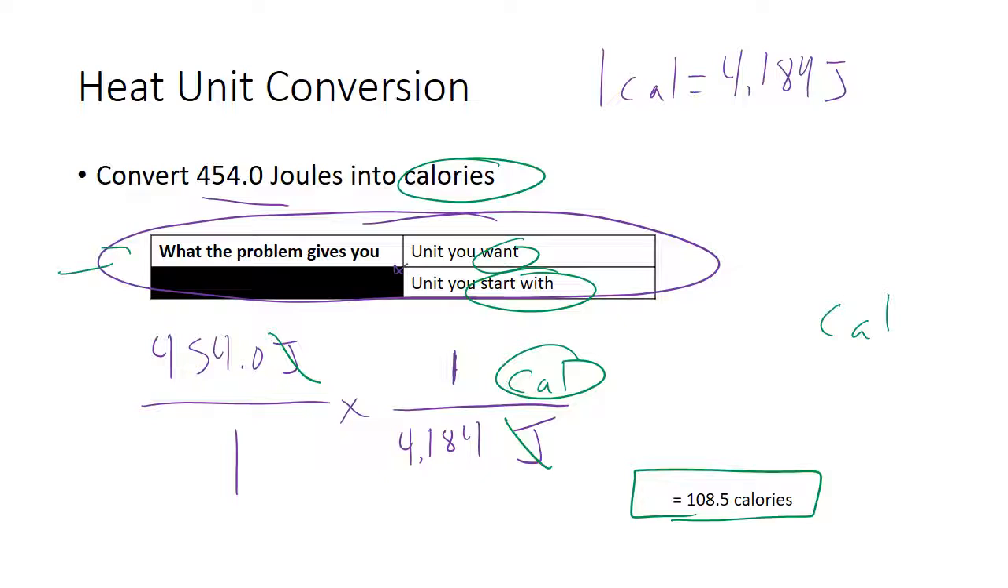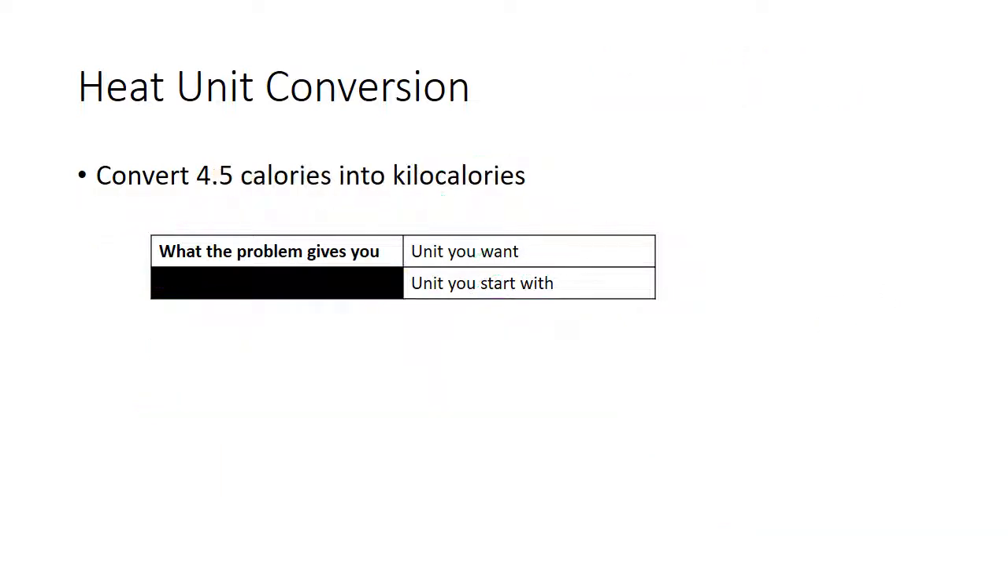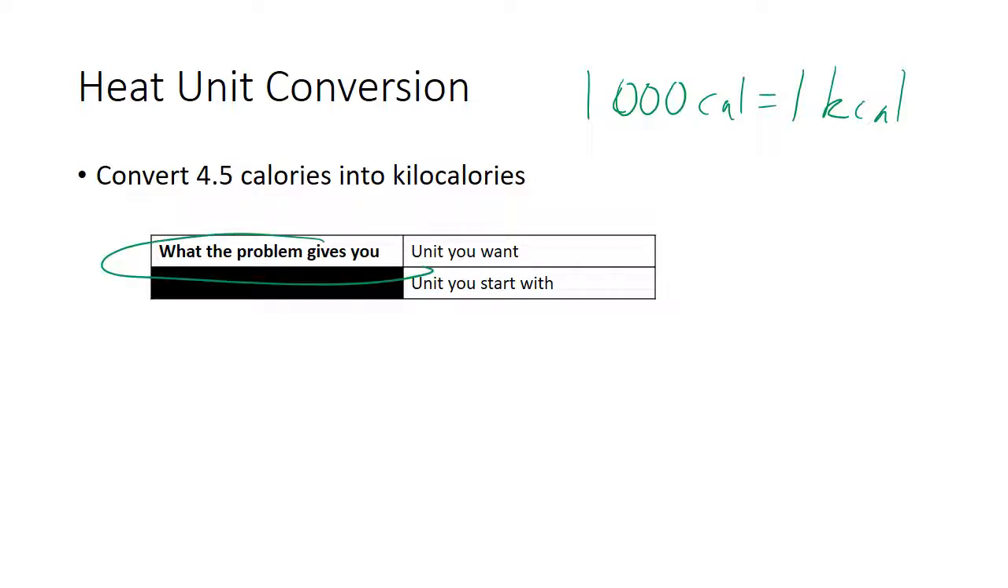Okay, again, everything's going to come back to this kind of format. Convert 4.5 calories into kilocalories. So what's the relationship between calories and kilocalories? Remember, 1,000 calories is equal to 1 kilocalorie. So what did the problem give us? The problem is giving us 4.5 calories. I'm putting it over 1 so that everything lines up in our nice fraction.